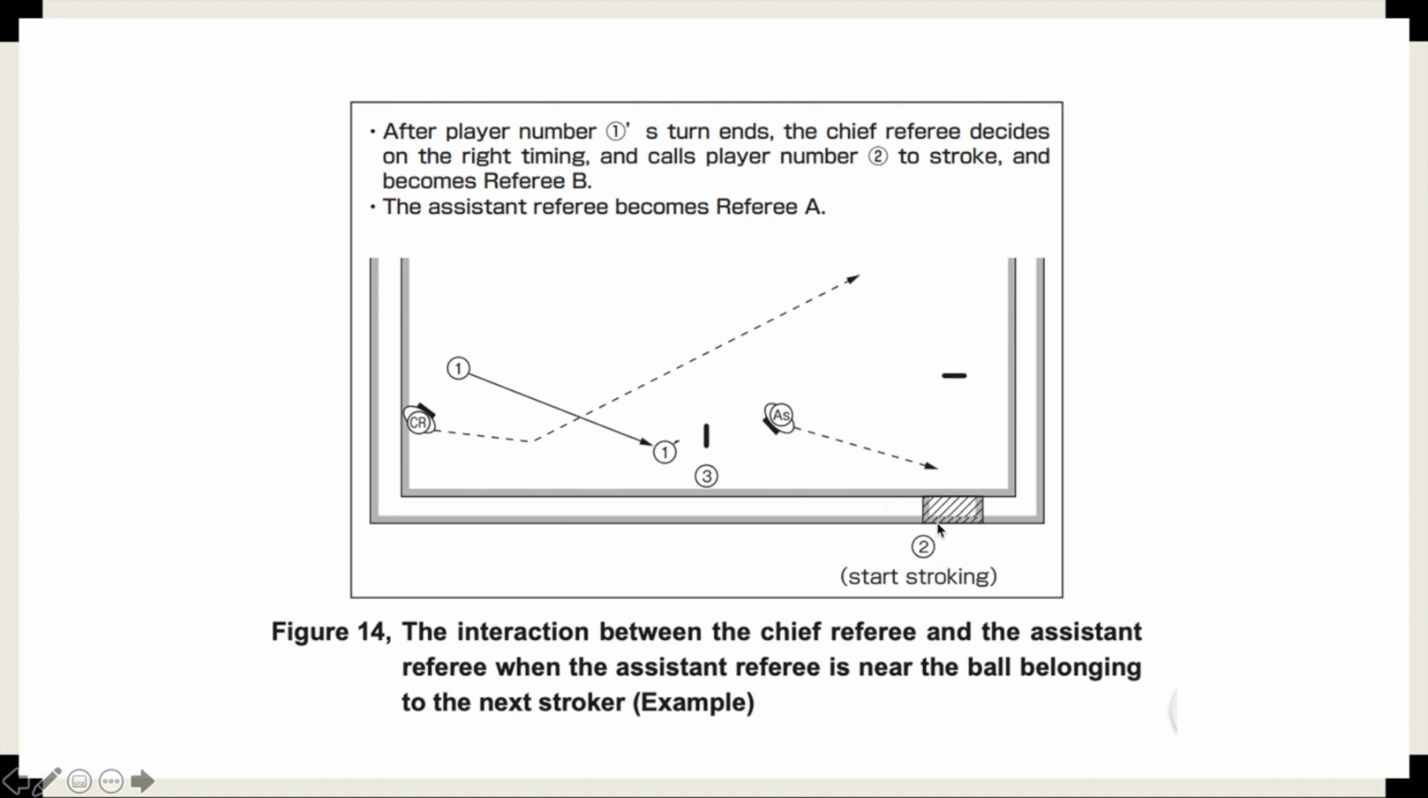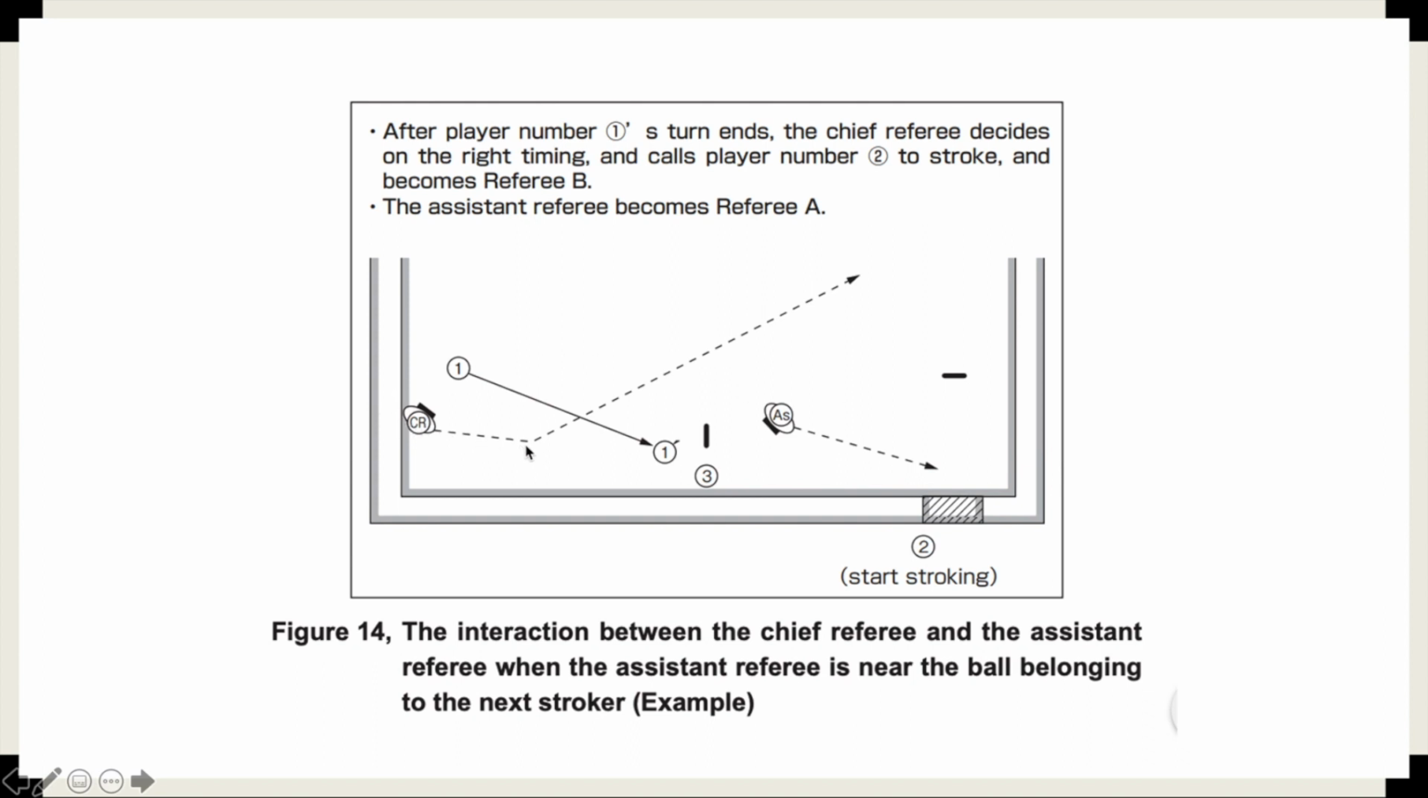We can see that ball number 2 is in the start area. Well, not in the start area, but is about to perform start stroking. So, when ball number 2 is to be called by the chief referee, they realize that the assistant referee is clearly closer to the start area than the chief referee is. So, the chief referee will allow enough time for the assistant referee to be able to run over to the start area and stand in this area just here, just beyond the outer field.